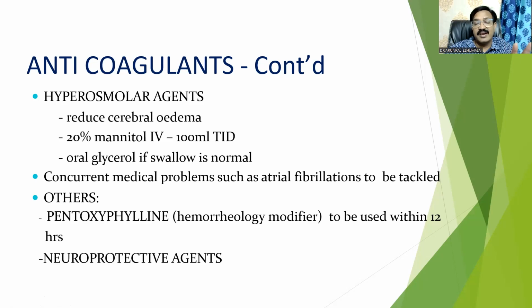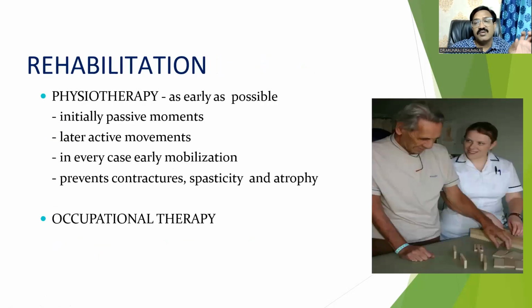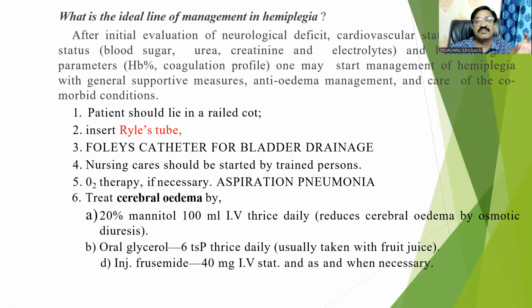So for reducing cerebral edema, there are mainly 3 to 4 drugs. One is 20% mannitol, 100 ml, oral glycerol you have to give, another is 3% normal saline, and rarely you can use even diuretics. Ultimately, after acute management of hemiplegia, we have to give rehabilitation: physiotherapy, occupational therapy, don't forget to mention that also.